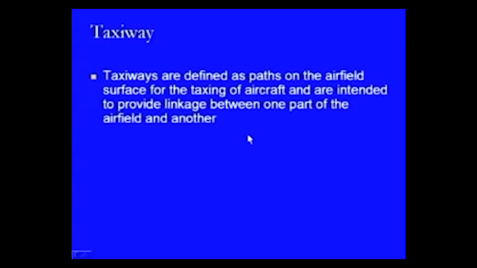So, we start with the taxiway and try to define what a taxiway is. Taxiways are defined as paths on the airfield surface for the taxiing of the aircraft and are intended to provide linkage between one part of the airfield and another part of the airfield. What it wants to say is that we are trying to provide connectivity for those aircraft which are arriving at any airport, so that they can taxi on this particular lane away from the active runway strip on which continuous movements are going on.